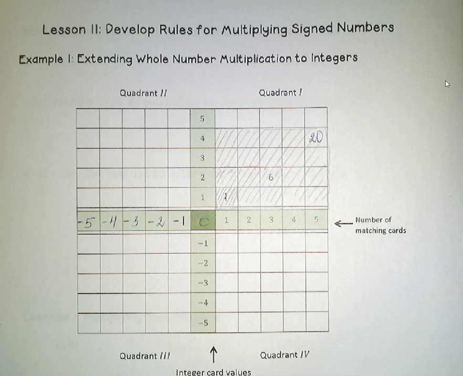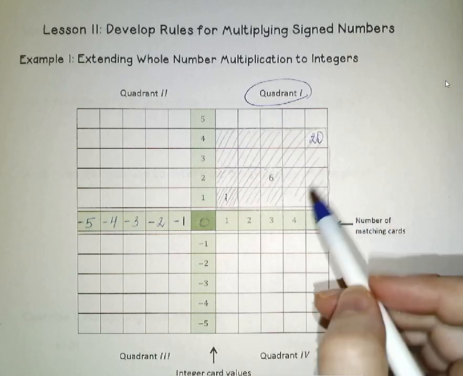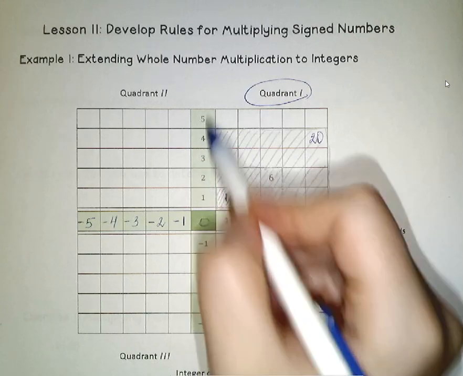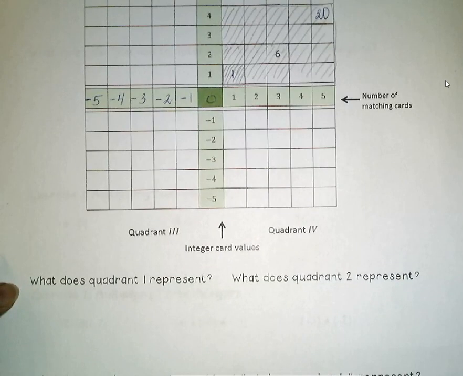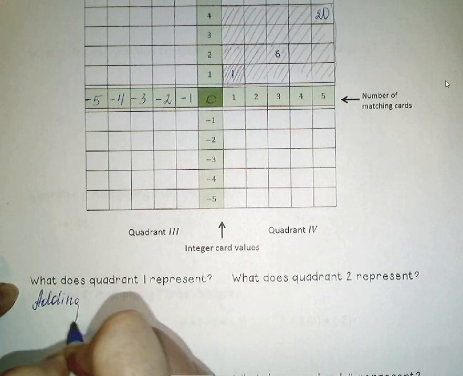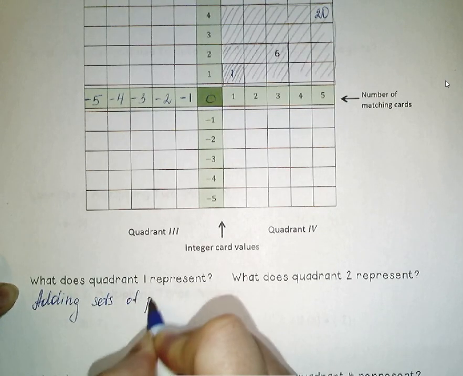Now let's take a look. What does quadrant 1 represent? This is our quadrant 1. It represents adding sets of positive numbers, right? So it's what we learned in elementary school. So adding sets of positive numbers.